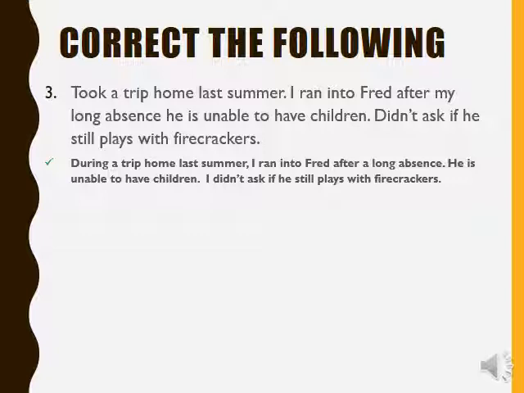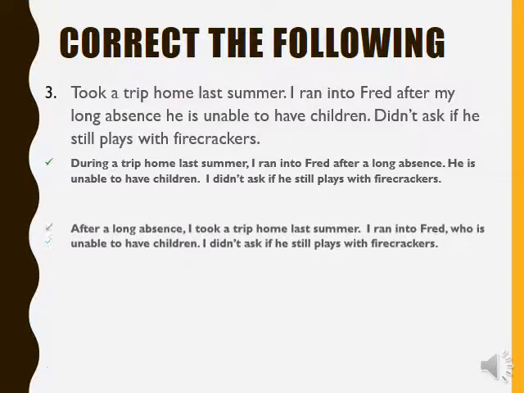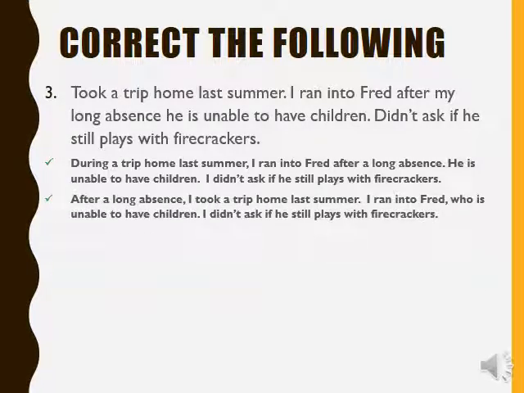So here I separated the run-on sentence into different parts, into more than one sentence, in order to have a meaningful sentence. Or in another way: after a long absence, I took a trip home last summer. I ran into Fred, who is unable to have children. I didn't ask if he still plays with firecrackers. So as you can see, guys, you can correct the run-on sentence in any way you want. You can add some words, cancel others in order to have a complete meaning.